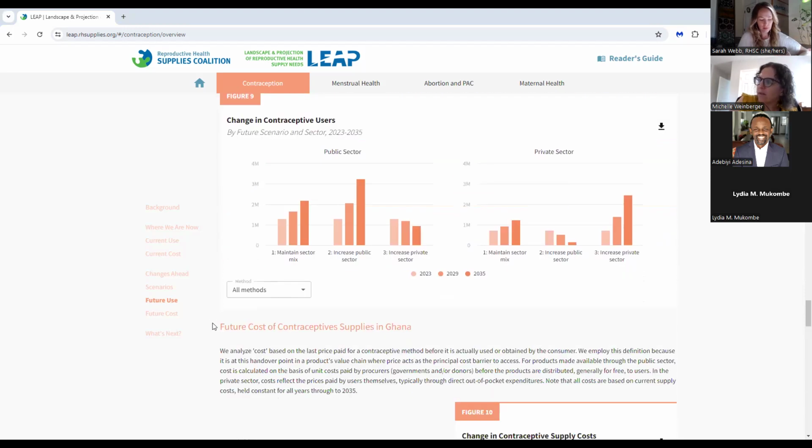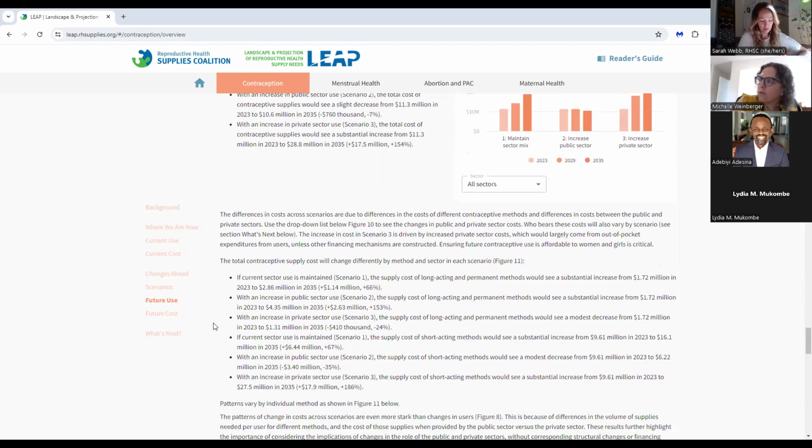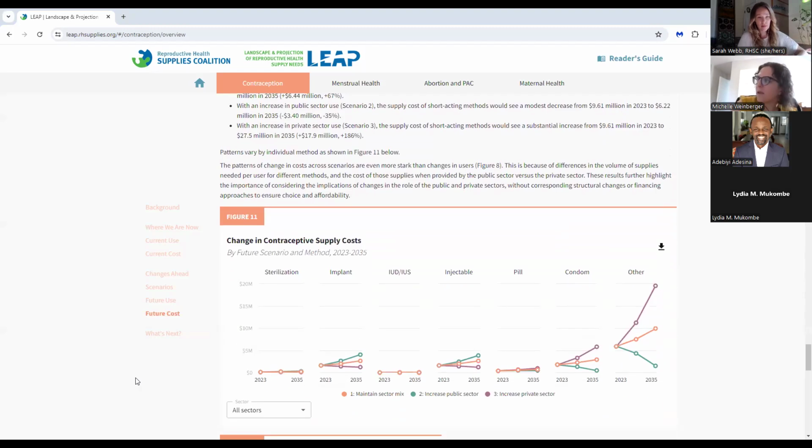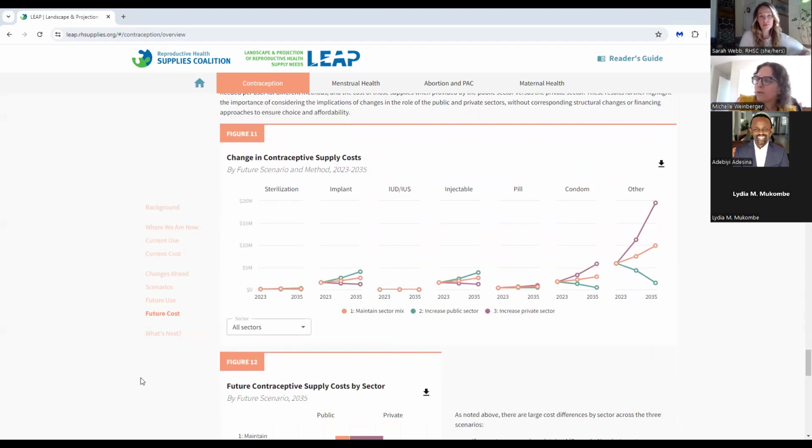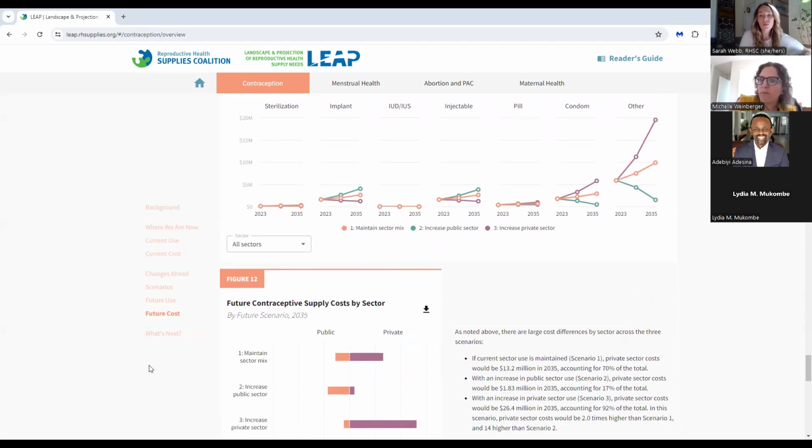And then very similarly, we can see this result for costs. We see a much more dramatic picture here because of the higher costs associated with those short-term methods. And so we see big shifts in terms of what the total costs would look like, but also in terms of where those costs would come from.